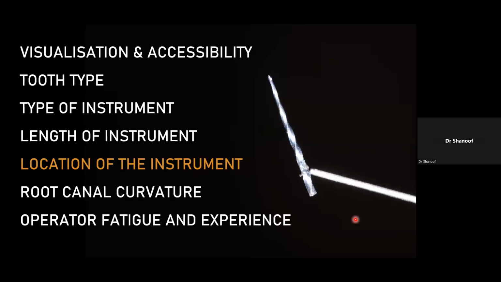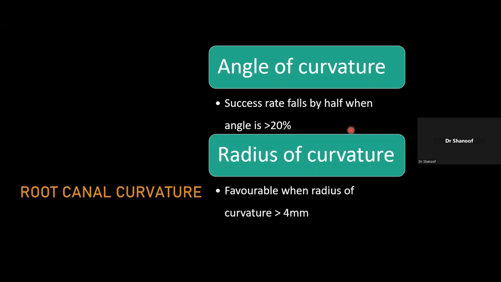Then comes the location of the instrument. We all know there is a very low success rate of retrieval of an instrument fractured beyond the curvature. So when the file fracture is beyond the curvature, the retrieval success is always less. Instrument retrieval from these curved canals is a humongous task, especially when the curvature is greater than 20 degrees. The success rate almost drops to half when the curvature is greater than 20 degrees.